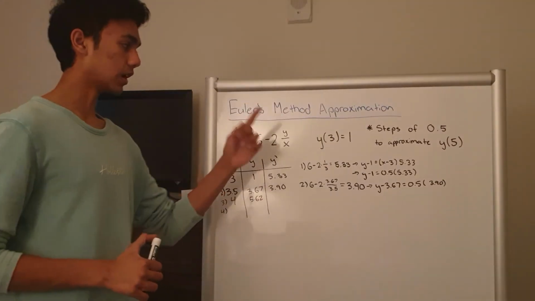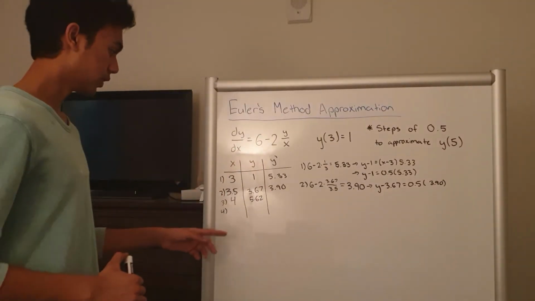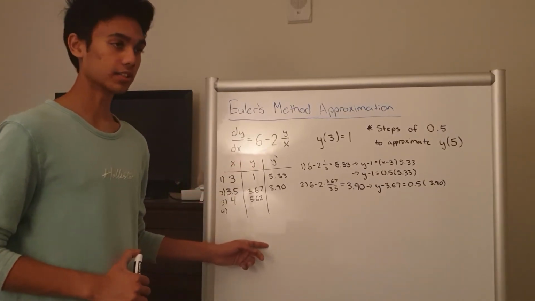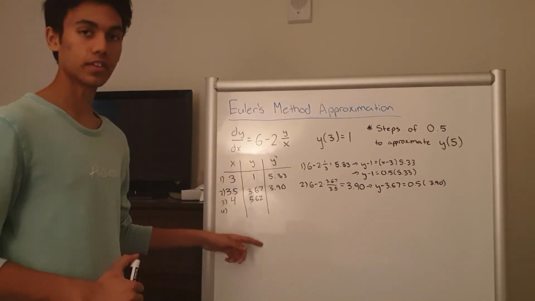Now, if you carry this line formula process out 2 more times, you'll arrive at x equals 5, and you'll be able to calculate what y is. You'll be able to approximate what y is at x equals 5.